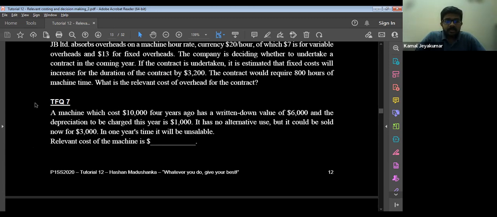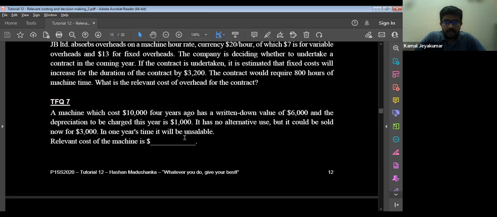A machine which cost $10,000 4 years ago has a written down value of $6,000. Written down value is cost minus depreciation, right? And the depreciation to be charged this year is $1,000. There is no alternative use for the machine, but it could be sold now for $3,000. In 1 year's time, it will be unsaleable. I think we did this also yesterday, and we saw now we are not purchasing a new machine, right? To do this project, you already have the machine, right? So it's not that that machine has to be replaced or you have to buy a new one or anything like that, right?